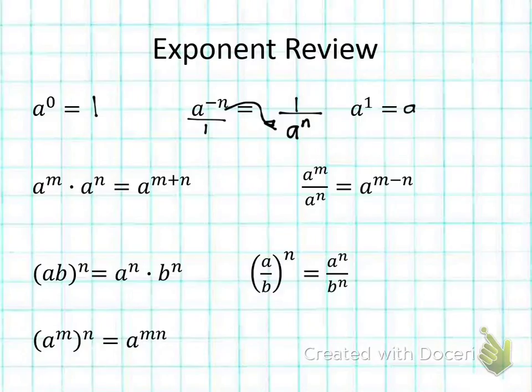Next is the power property of exponents. AB to the nth power. Whenever you have an expression like this one, it says AB, it's like saying A times B, and we have an exponent on the outside, what we're going to do is distribute this exponent to the inside. So AB to the nth power is just like saying A to the nth times B to the nth. Okay.